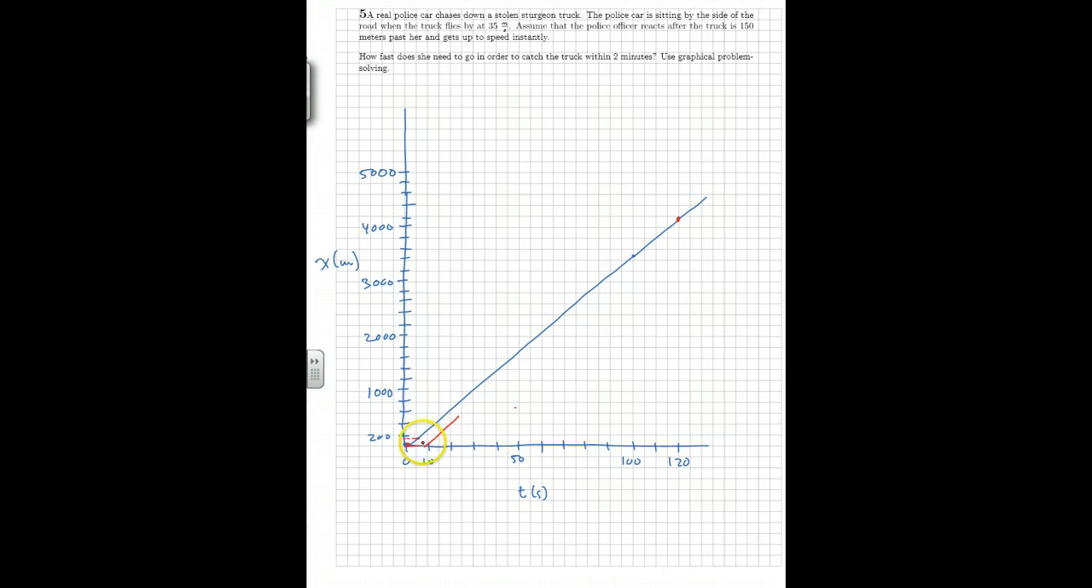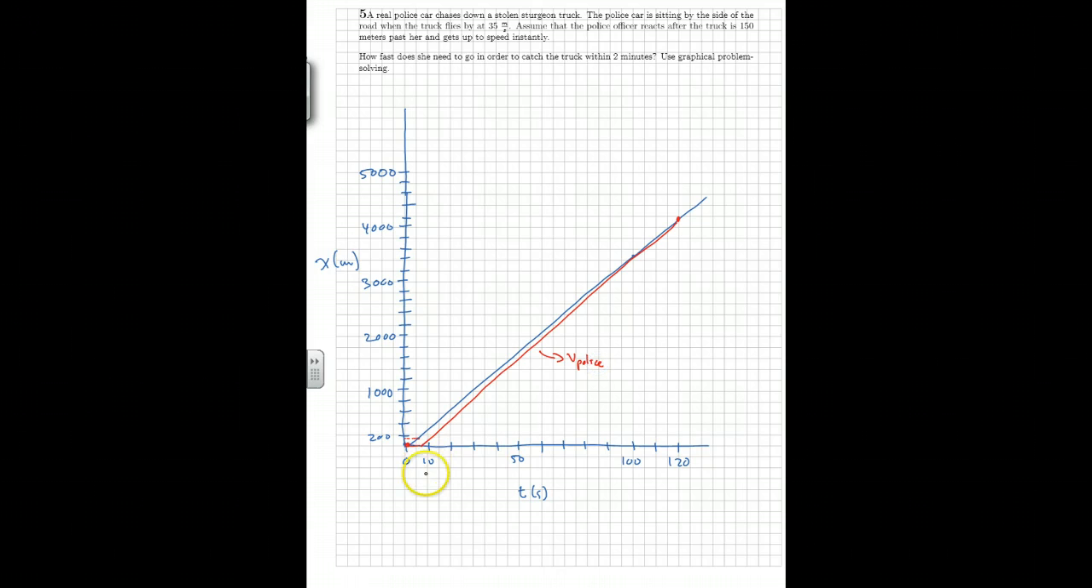Oops. There we go. So it has to be a slightly steeper line. The question is, what is the slope of that line? That will be our V of the police car.